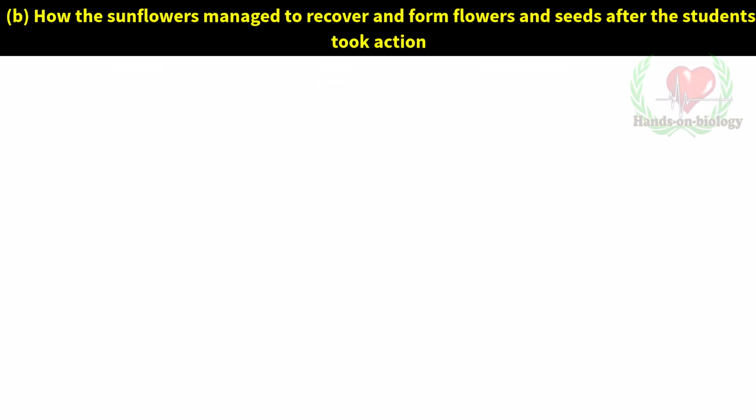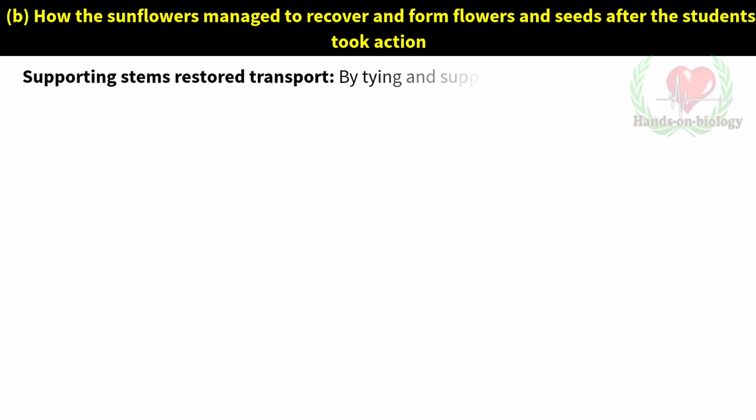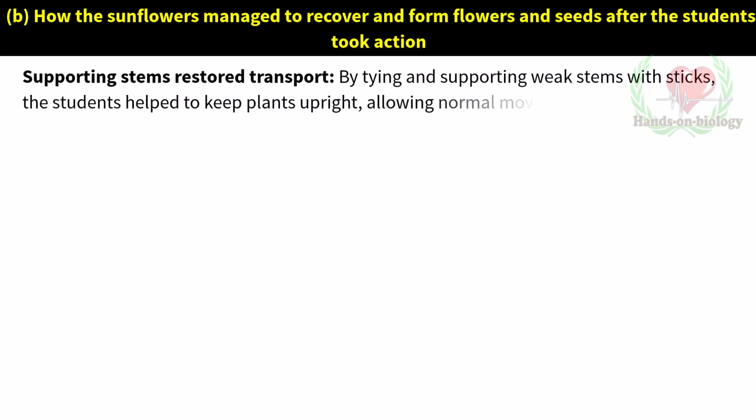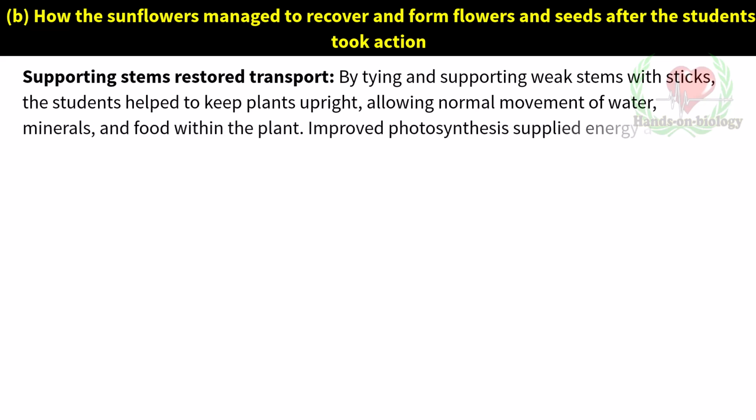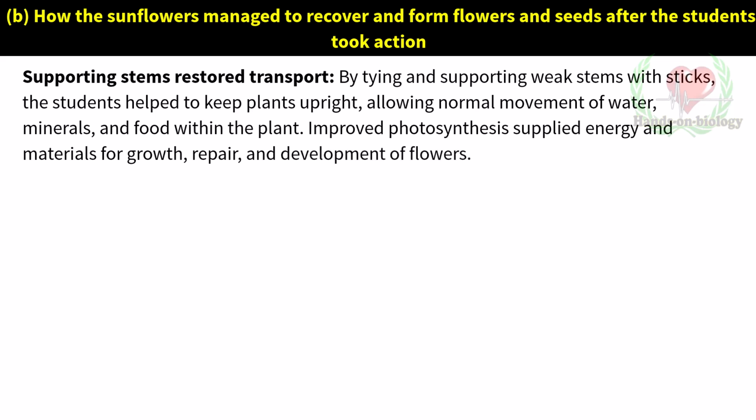How the sunflowers managed to recover and form flowers and seeds after the students took action. Supporting stems restored transport. By tying and supporting weak stems with sticks, the students helped to keep plants upright, allowing normal movement of water, minerals, and food within the plant. Improved photosynthesis supplied energy and materials for growth, repair, and development of flowers.